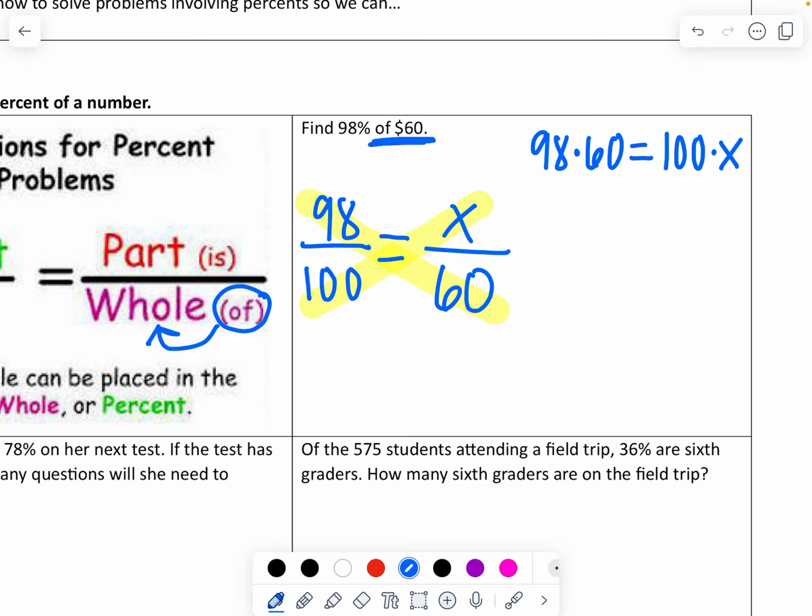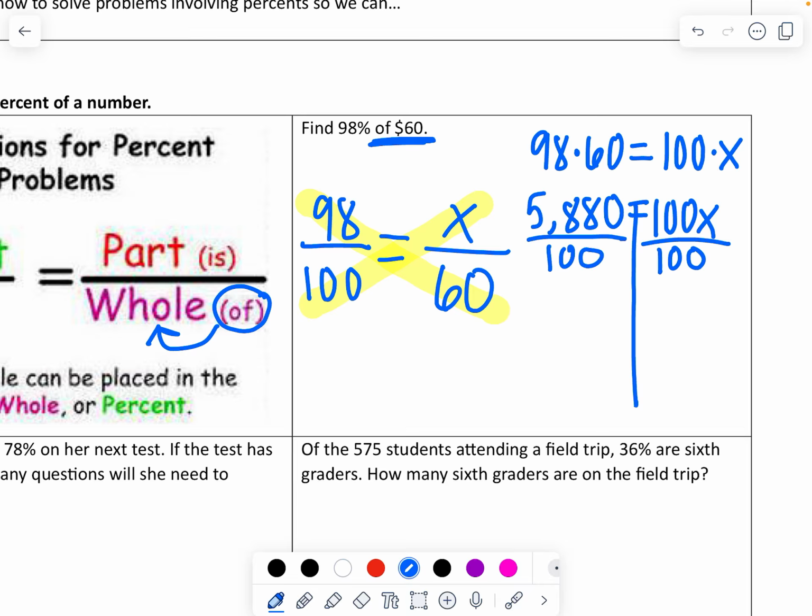Now when we solve this, on the left side, we can do 98 times 60. So in my calculator, I'm going to multiply 98 times 60. And I get 5,880, and that equals 100 times x, or just 100x, it's the same thing. So now I can draw my line down my equal sign, and I'm going to divide both sides by 100, because remember we do the opposite of what's happening to the variable. So since the variable, which is x, is being multiplied by 100, we're going to divide both sides by 100. Okay, because we want the x by itself.